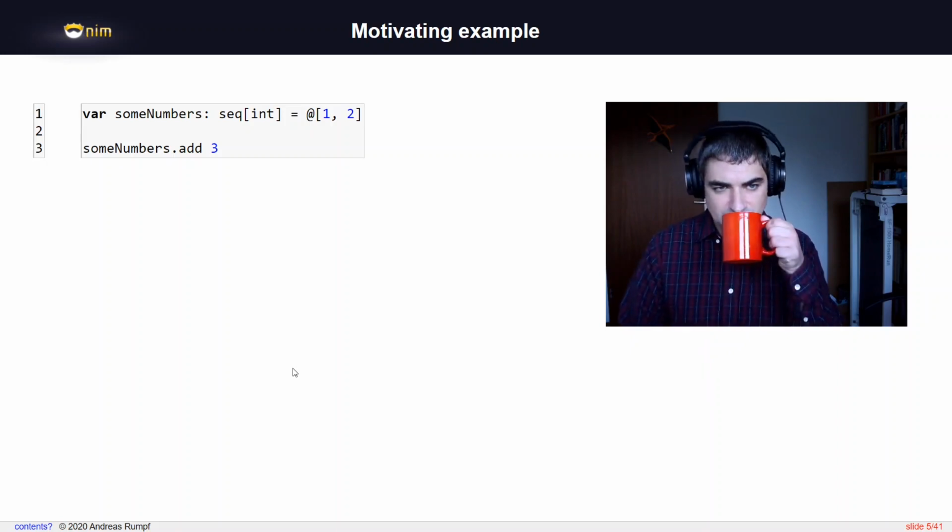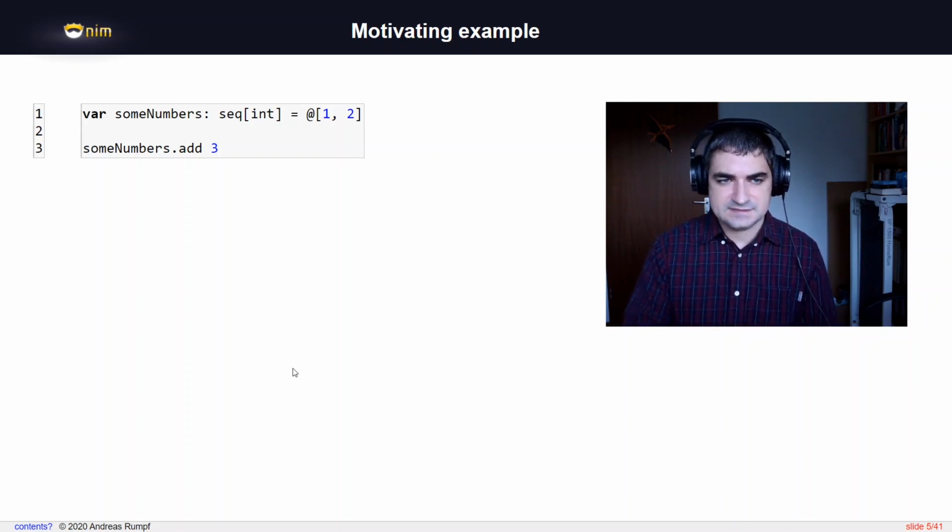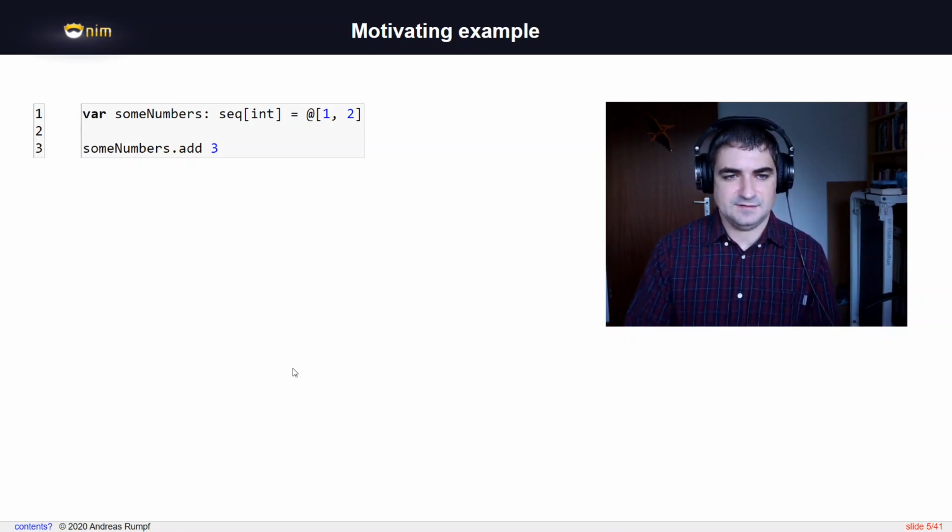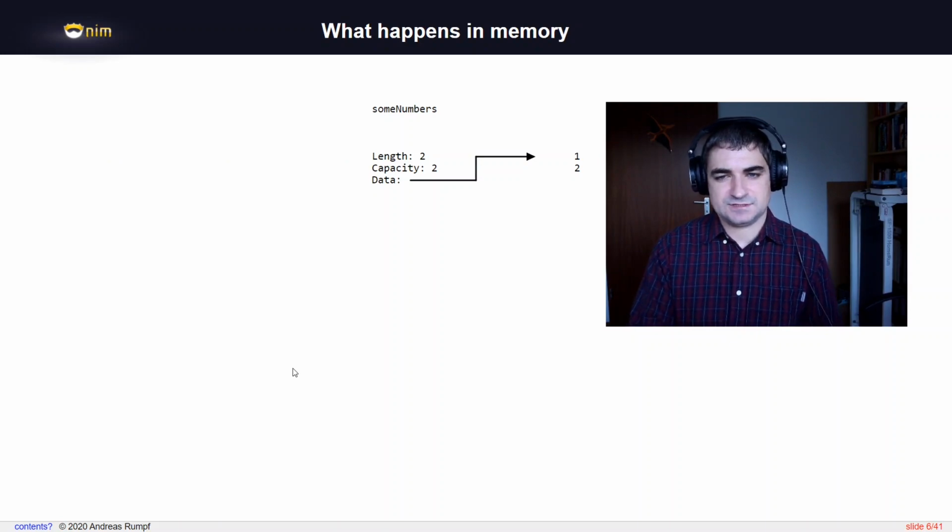So the motivating example is this code. I start with a variable some numbers, and it's a sequence of integers, and a sequence is like C++'s vector, so it can grow. It's an array that can grow in memory. I start with the numbers 1 and 2 inside this array, and then I append the number 3 in line 3 to it. Okay, now the question is how is this implemented?